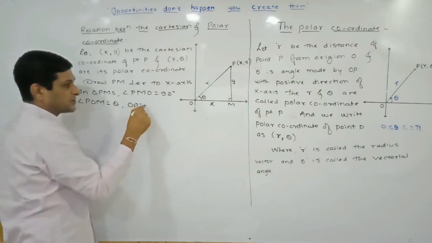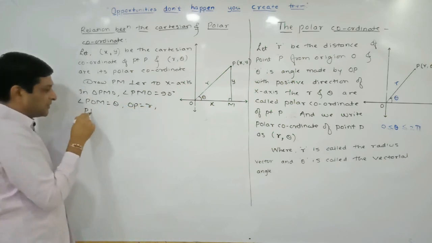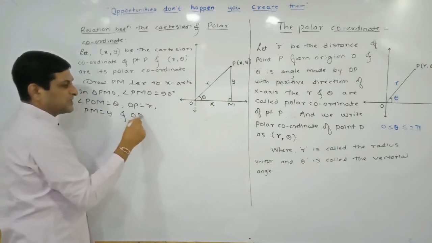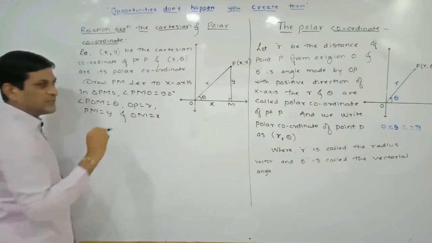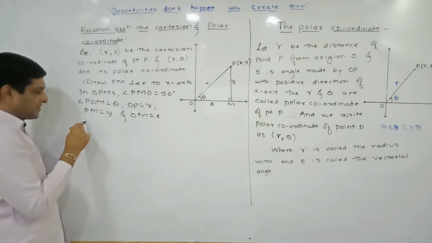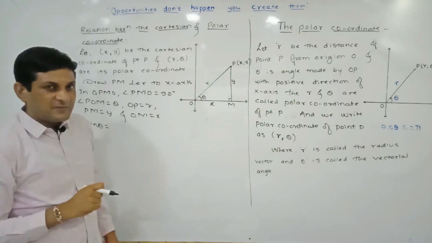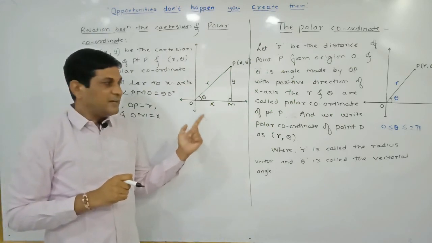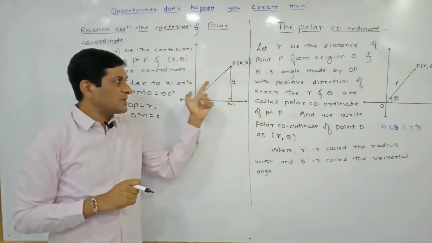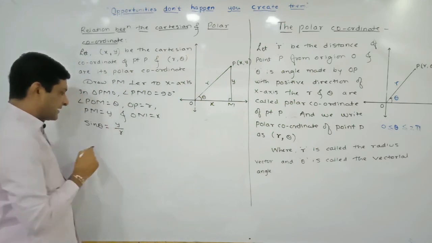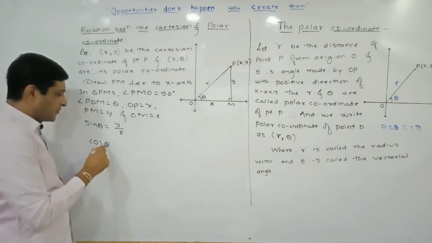OP is equal to R, PM is equal to Y and OM is equal to X. If all these values are known to us, now we are finding the value of sin theta. According to the definition of the trigonometric function, sin theta is defined as opposite upon hypotenuse, which means Y upon R.